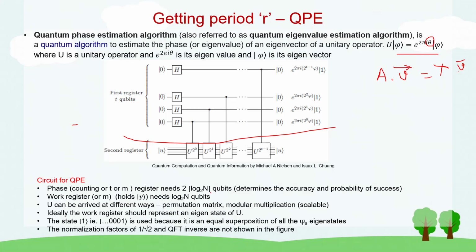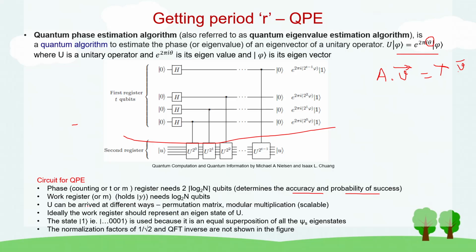Suppose the number is huge, it's a huge number of qubits. This determines accuracy and probability of success. Only then do you get better accuracy and a better probability of getting the right R. Okay, the work register, this is called the work register. It will just work and die off.